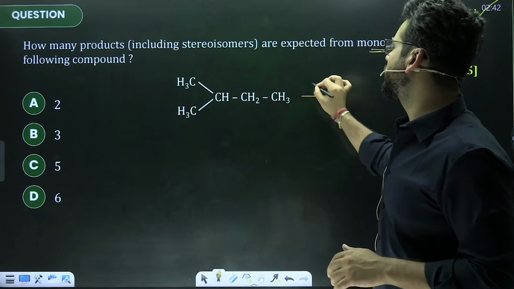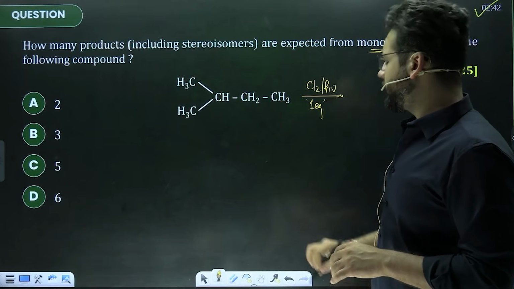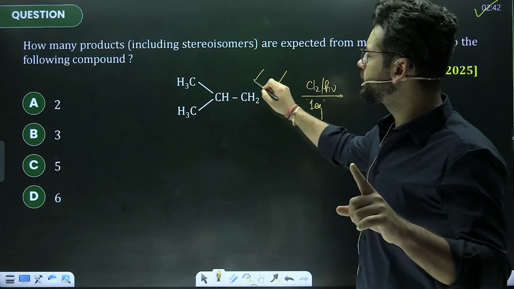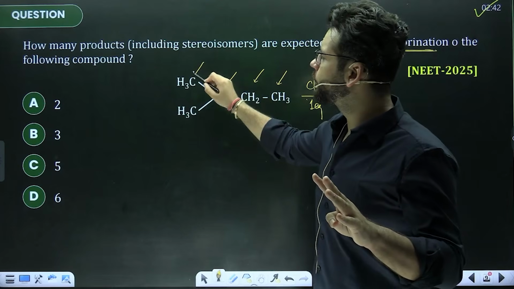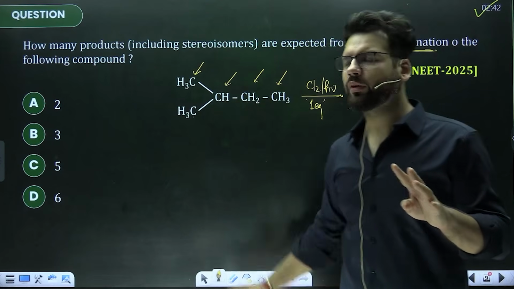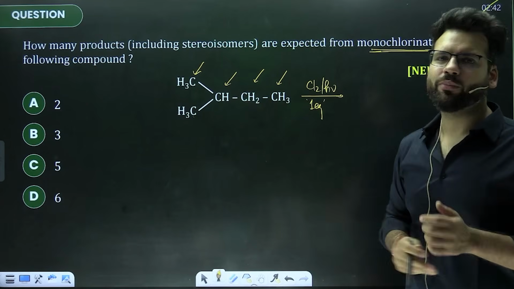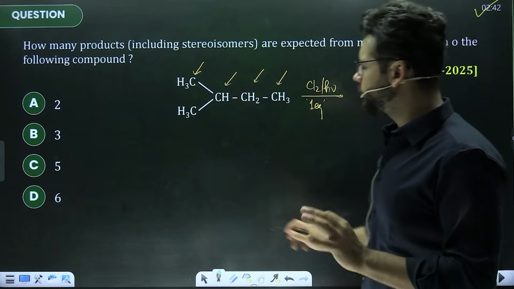So when I do chlorination, one equivalent. As you can see, I can attack a chlorine here, one position, here second position, here third position, here fourth position. This is also the same only because these two carbons are exactly identical. Whether I put a chlorine here or here, the same product I will get. So four products come out from here. Structural products are four.